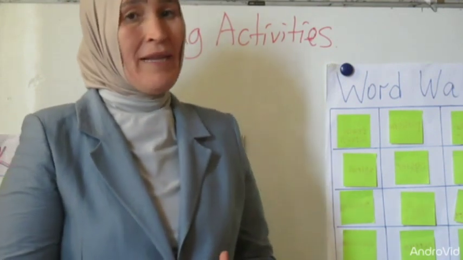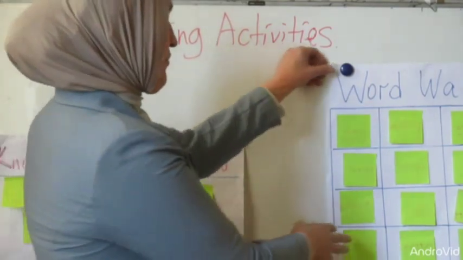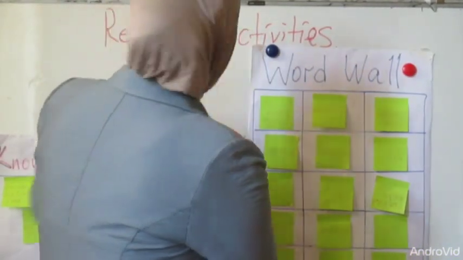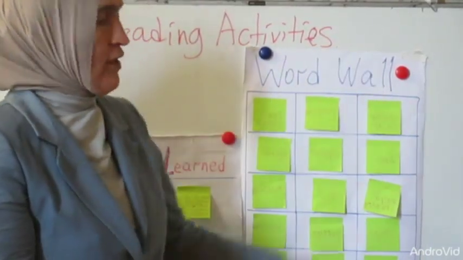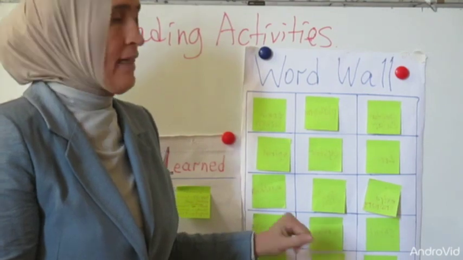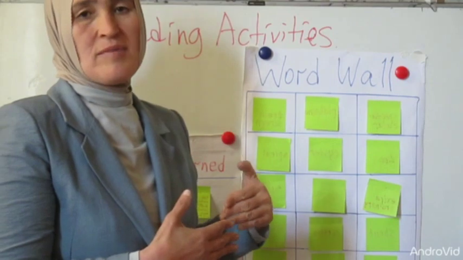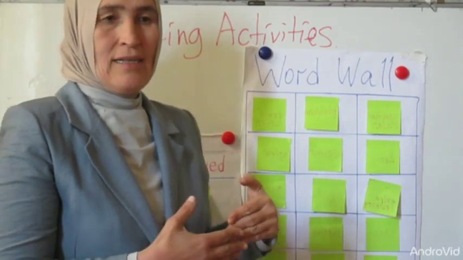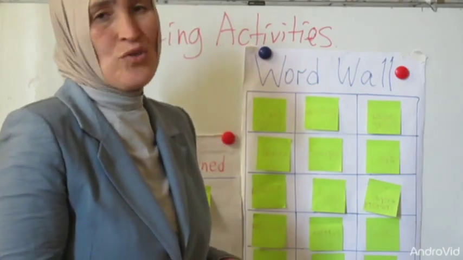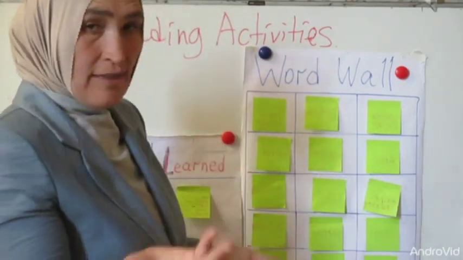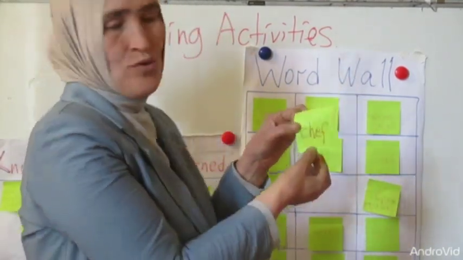Now I'd like to explain the word wall activity, how to do it in your classroom. For the word wall activity, you should have such a poster. You should prepare it beforehand and put here some words which are taken from the reading text. And then ask your students to come to the word wall and choose one word. Let's do one example. For example, your students can come and choose one word.